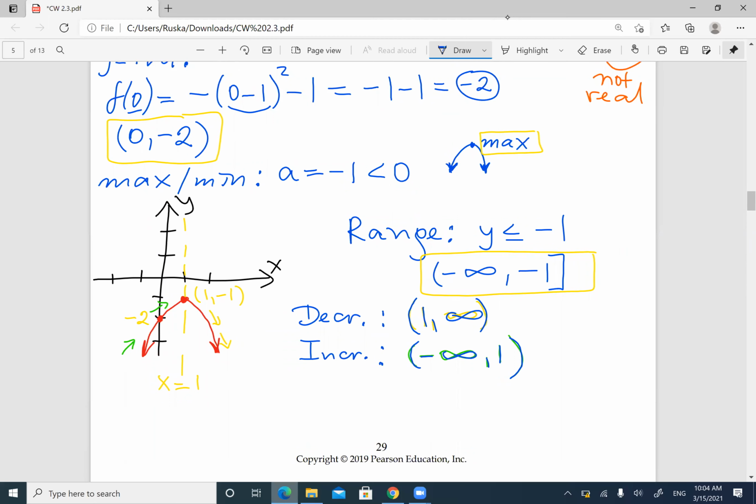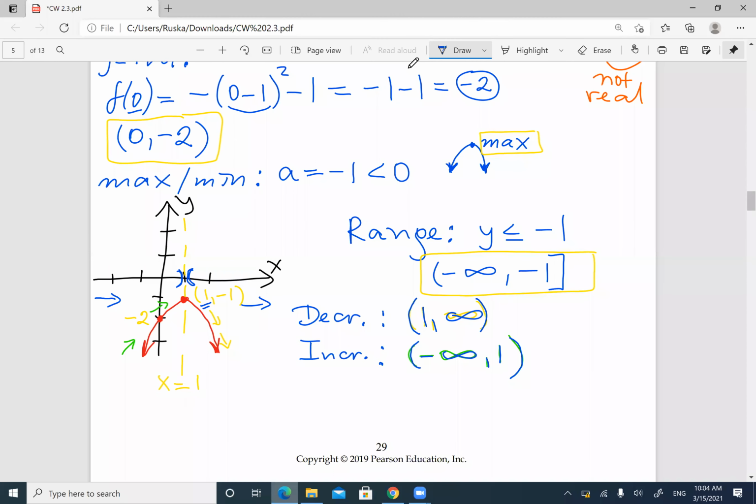Yeah, I think I got confused. In the increasing part is positive 1. Yes. Okay, thank you. Yes, because when you do the intervals for increase and decrease, you're looking at the x-axis. So technically, from here to here, it's increasing. And then from 1 to infinity is decreasing. You're looking at the x-coordinates. Yeah, it makes sense. Now I get it. Thank you. Yes. Okay.